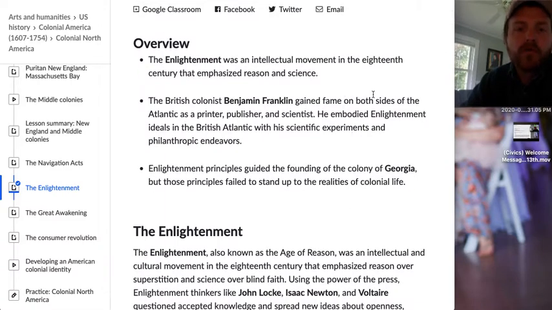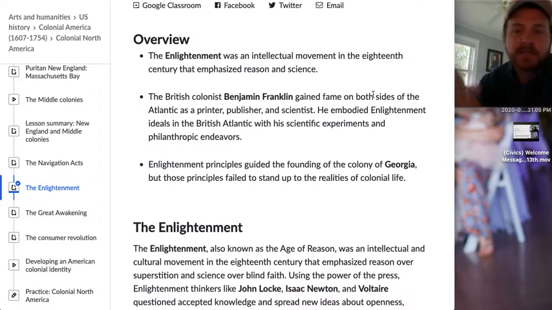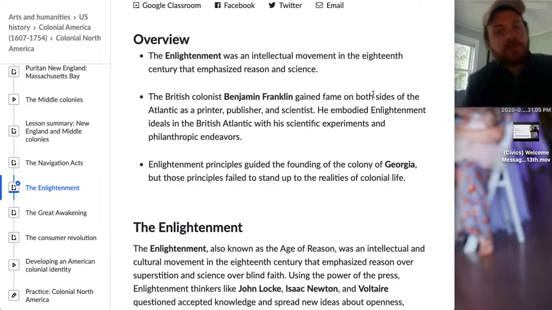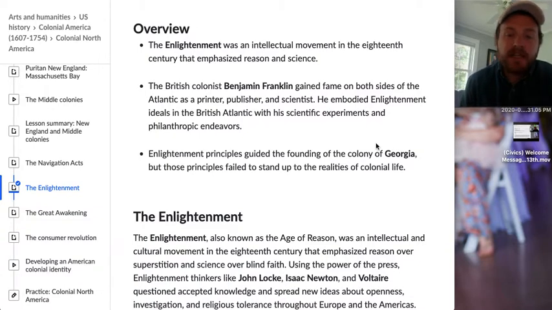Here's our overview of what this talks about. The Enlightenment was an intellectual movement in the 18th century that emphasized reason and science. The British colonist Benjamin Franklin gained fame on both sides of the Atlantic as a printer, publisher, and scientist. He embodied the Enlightenment ideals in the British Atlantic with his scientific experiments and philanthropic endeavors. And finally, the Enlightenment principles guided the founding of the colony of Georgia, but those principles failed to stand up to the realities of colonial life.